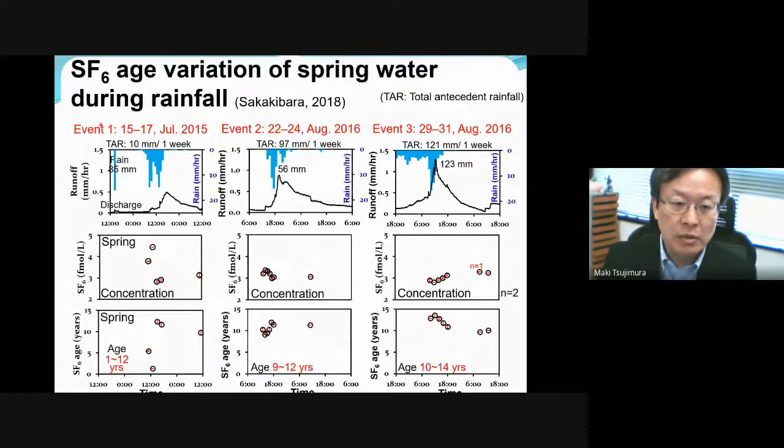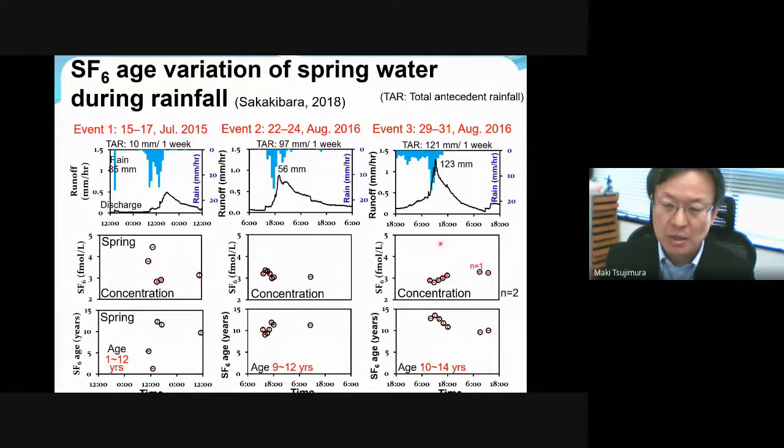So looking at each rainfall event, hydrograph and hydrograph here, with rainfall amounts of 85 millimeters in total, 56 millimeters in total, and 123 millimeters in total.